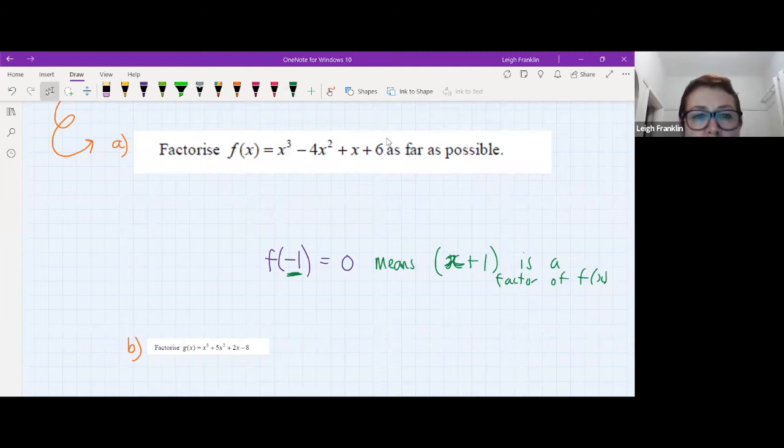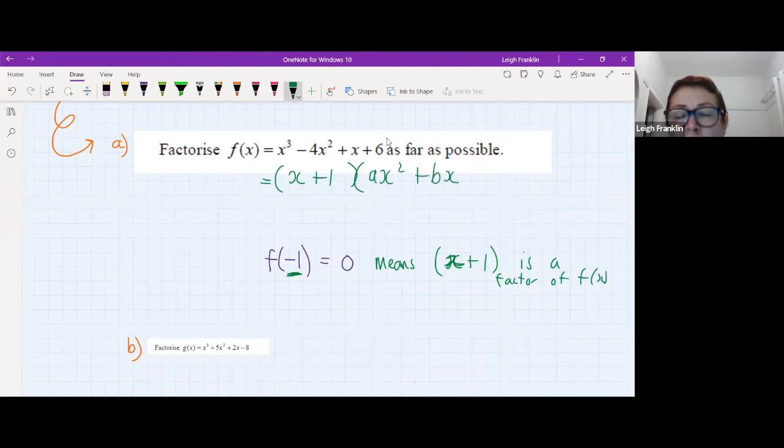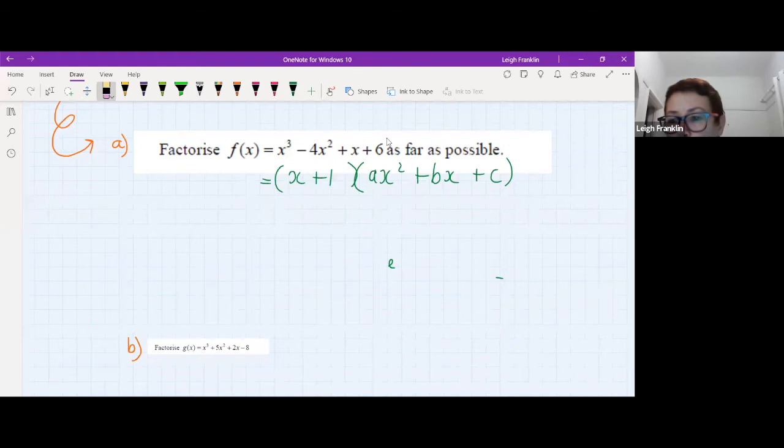So what we know is this, that it breaks down into x plus 1, and then we have our trinomial. And I'm going to call it ax squared plus bx plus c. Okay, and now it's going to be our job to work out the coefficients a and b, and it's going to be our job to solve the constant c. We need those values first before we can continue to factorize. Okay, so this is what we do.